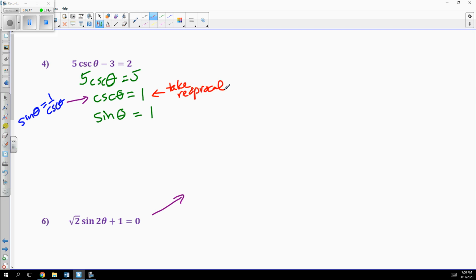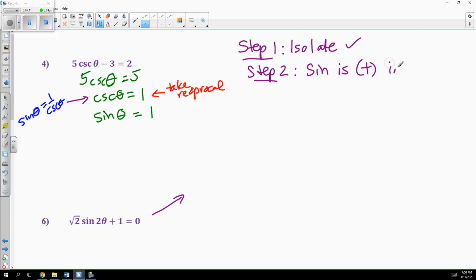Okay, so sine theta equals 1. Remember that step 1 was isolate the trig function. We did that. Step 2, where is sine positive? Sine is positive in quadrant 1 and in quadrant 2. Okay, so step 3, what are those angles in quadrant 1 and quadrant 2?